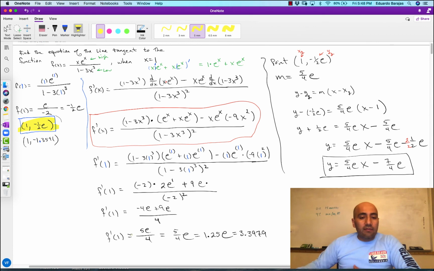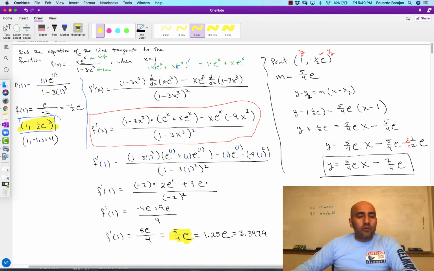Okay, so we found out that our f prime of 1 is equal to 5/4 e. So that's the slope of the line tangent at our point. So armed with both a point on the curve that's also going to be on the line tangent, as well as the slope of the line that's tangent, we can use our traditional formula for a line to find the equation of the line. Okay, so here's our final answer. And let's graph it and confirm with Desmos.